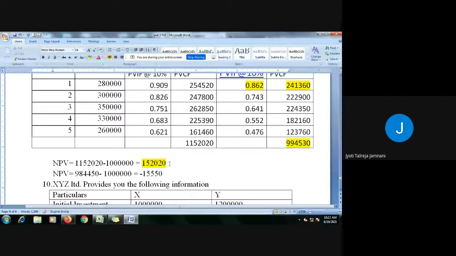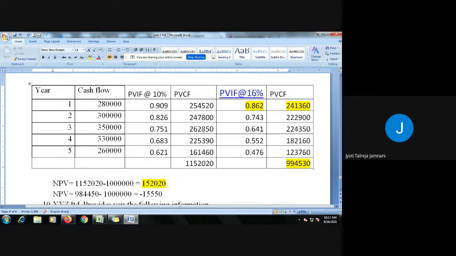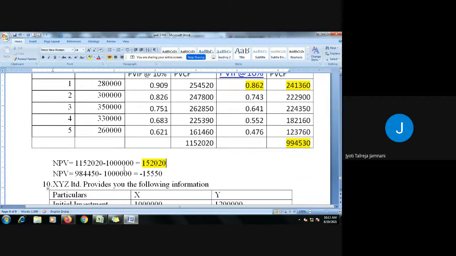If from 10 I take 11%, I may not get negative immediately. The amount is bigger, so the next rate also should be a little higher. From 10, maybe we can try 15. But at 15 also, I got a positive NPV of around 1,000 to 2,000. So we took 16%. At 16%, we have got a negative NPV. You can see here NPV is minus 15,550.